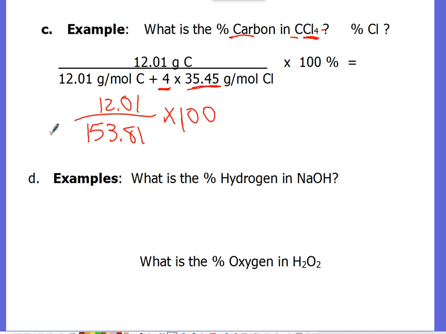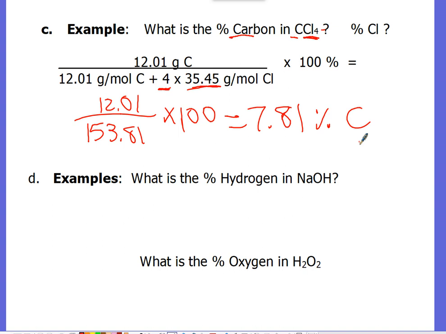Okay, so 12.01 divided by that number times 100. Ooh, neat, special. So this is 7.81% carbon. Is there another element other than carbon? How many other elements other than carbon are there in this question? Just chlorine, right? There's carbon and chlorine.